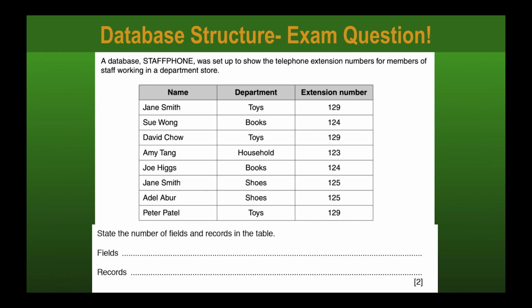So let's take a look at this examination question. This is a past paper question, and it's a nice simple one to start with. How many fields and records are in this table? Answer it, pause the video, answer it real quick. The fields are going across: 1, 2, 3. There are 3 fields in this table, and the records are going down: 1, 2, 3, 4, 5, 6, 7, 8. 8 records in this table, 2 marks, nailed it.